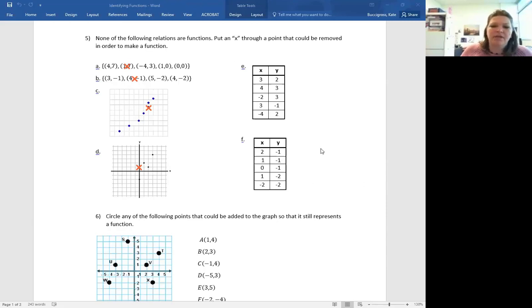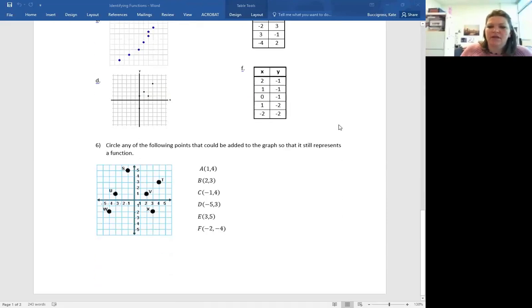How about E? The number 3. Exactly. And again, you could cross off either one. I don't care. And then how about F? 1. Exactly. And so I'll take off that guy where the ones repeat. Beautiful. Catching on so quickly. Okay. Last one.